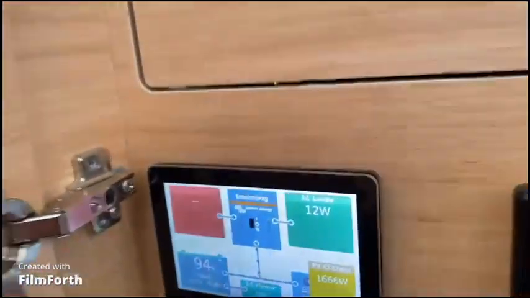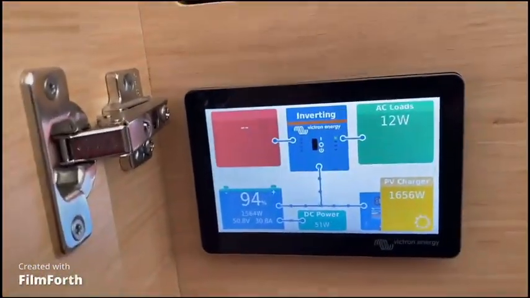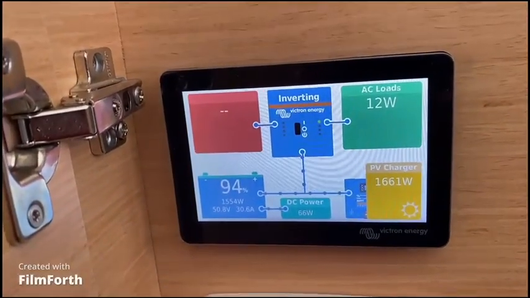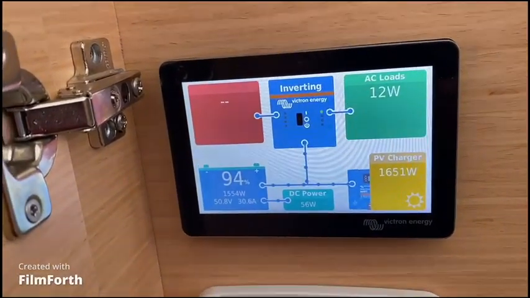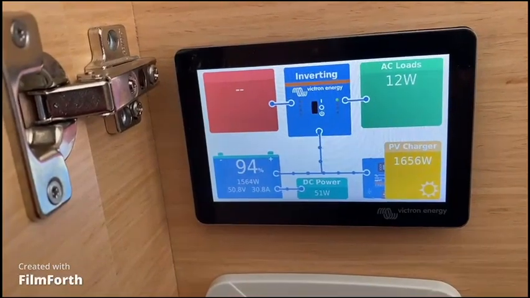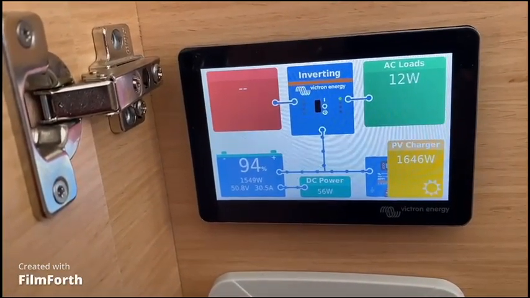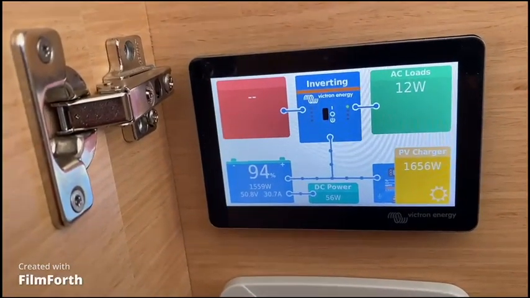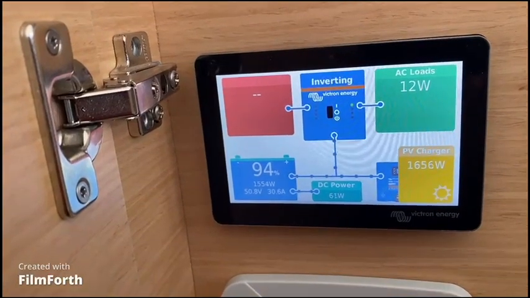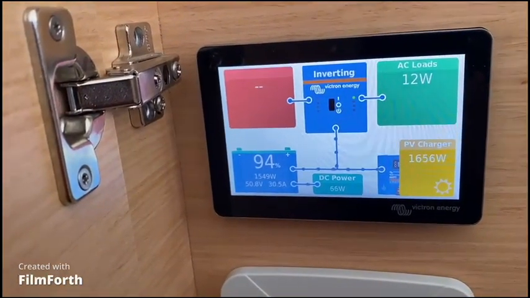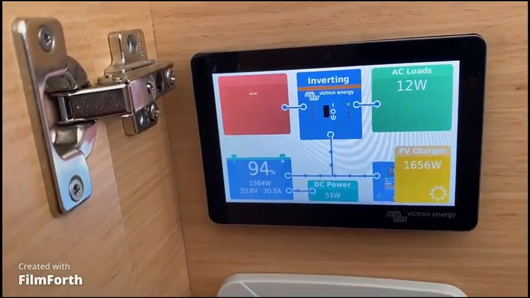The GX display is mounted in the standard position, as all the other electrical component controls in the Lagoon. And you can see here the battery state at the moment is 94%. Solar is putting in about 1650 watts and no AC loads and very light DC loads. Solar has peaked at around 2100 watts with 74 volts. So that's giving me full battery state by mid-morning.